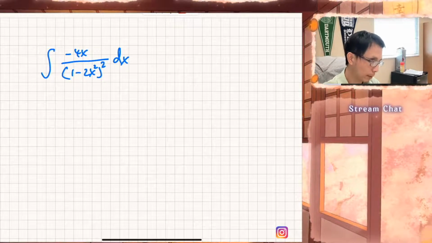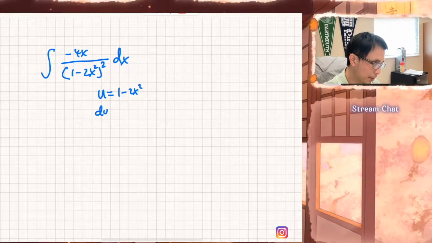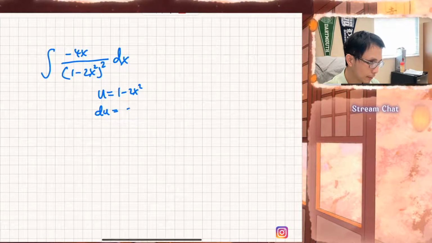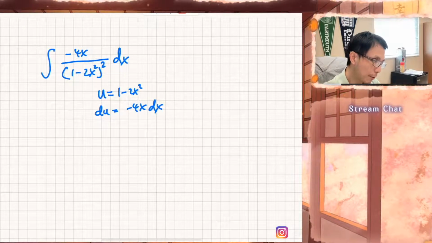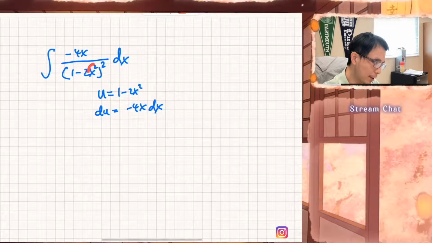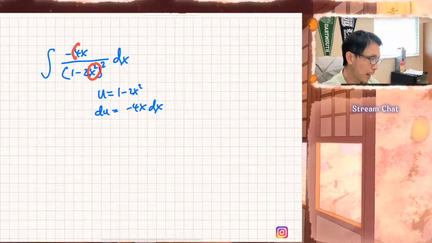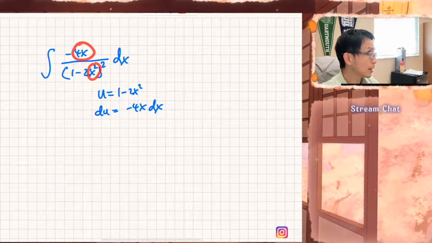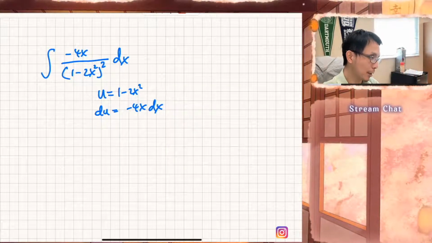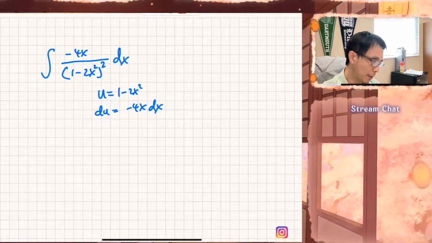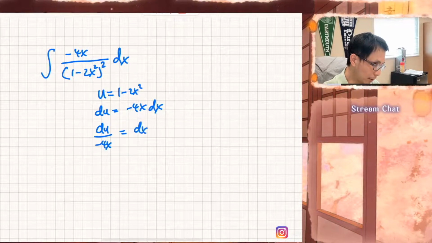u equals 1 minus 2x squared. Good. And the du is what? Minus 4x dx. Now, you see this is a second degree function, but the outside has a first degree. Because if I take the derivative of the second degree, it goes to the first degree. So there is a canceling that happens in this situation.